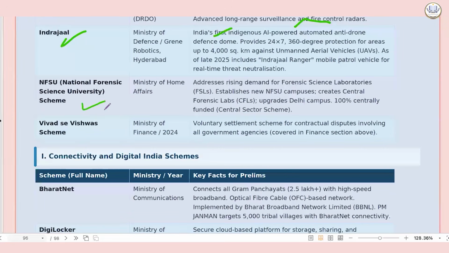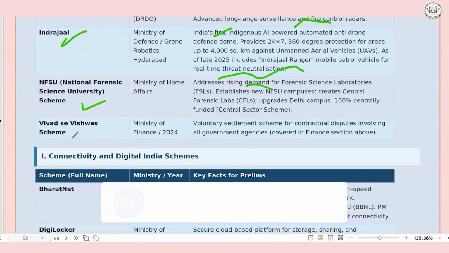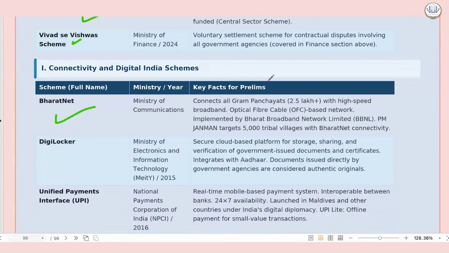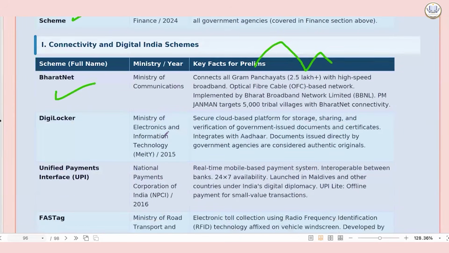National Forensic Science University (NFSU) addresses the rising demand for forensic science laboratories and establishes new NFSU campuses. Vivas resource we already read. BharatNet, Ministry of Communication, connects all 2.5 lakh-plus Gram Panchayats with high-speed broadband. PM Janman targets 5,000 tribal villages with BharatNet connectivity.